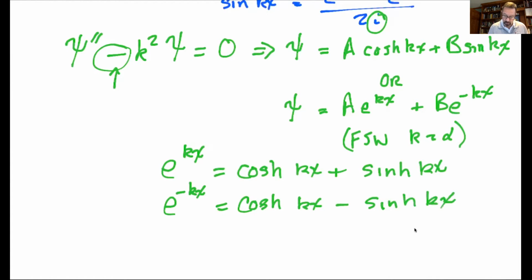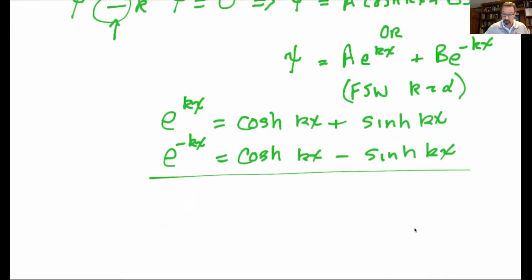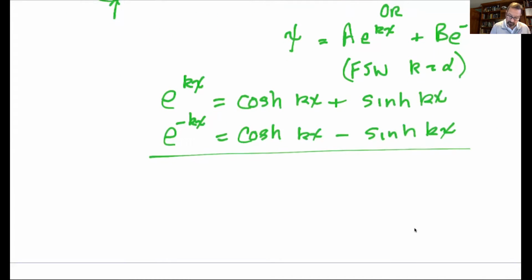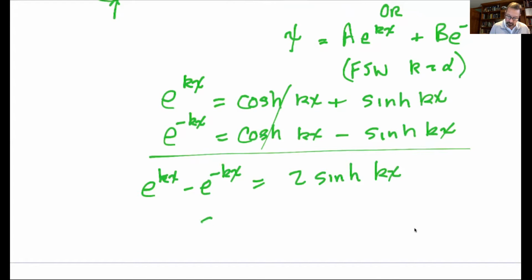Okay, great. If I'm just going to subtract them this time. Hopefully you can see I can add to get a hyperbolic cosine, but I need the hyperbolic sine because you may not have a calculator that does that for you. So that would tell me if I subtract these two, e to the plus kx minus e to the minus kx, well, these guys will cancel, and I'll get 2 times the hyperbolic sine of kx. And so it appears to me that the hyperbolic sine of kx is equal to e to the kx minus e to the minus kx over 2.